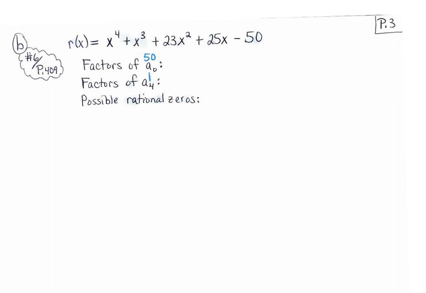So the factors of 50 are plus or minus what? 1, 2, 5, 10. What else? 25, right? Because if you divide it by 2, 2 goes into 50 25 times. So be careful. And then what else? 50. Good. What are the factors of 1? Just 1?